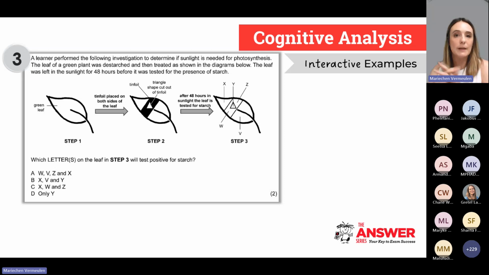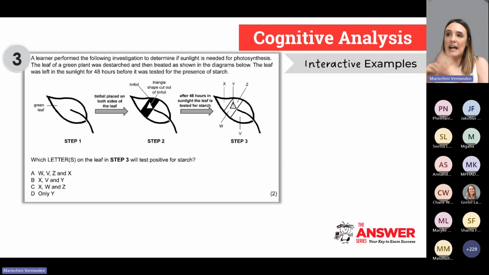Multiple choice question number 3. A learner performed the following investigation to determine if sunlight is needed for photosynthesis. The leaf of a green plant was distarched and then treated as shown in the diagrams below. The leaf was left in the sunlight for 48 hours before it was tested for the presence of starch. And then they give detailed steps to the investigation with lots of marks.